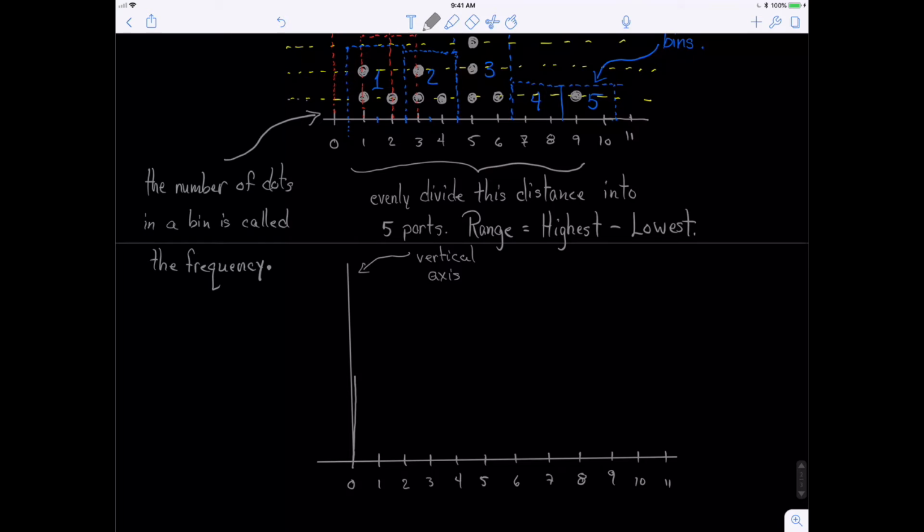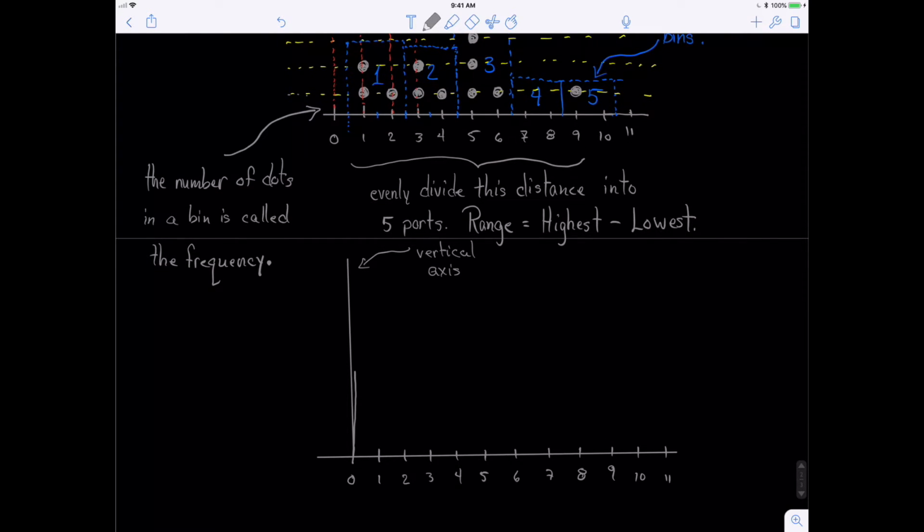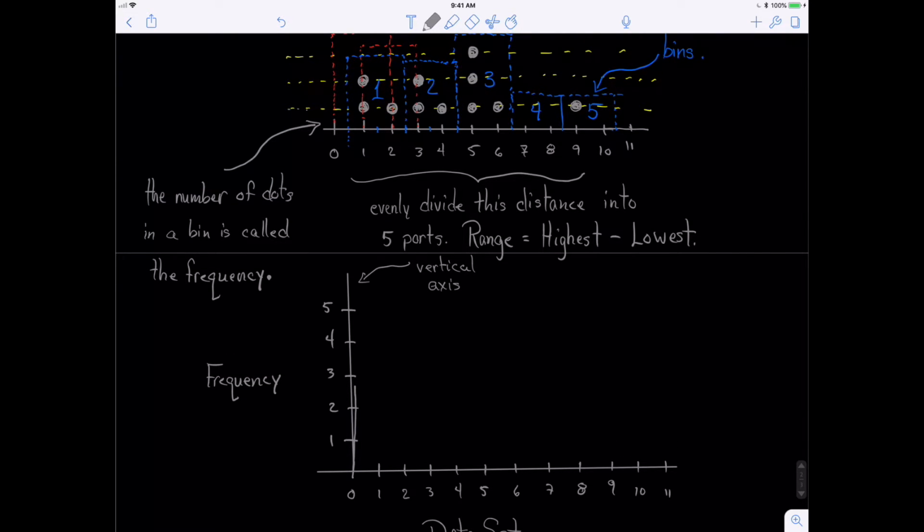Okay, and now notice the highest frequency we have comes from this bin number 3. We have 4 values. So we probably want to take our graph to at least 4, maybe 5. Let's try 1, 2, 3, 4, and 5, and we'll label this 1, 2, 3, 4, and 5. And let's label this on this vertical axis. This is our frequency. And on this horizontal axis, this is our data set information.